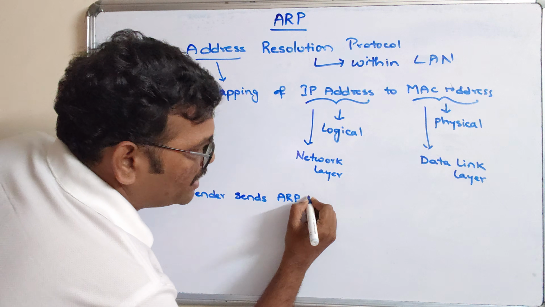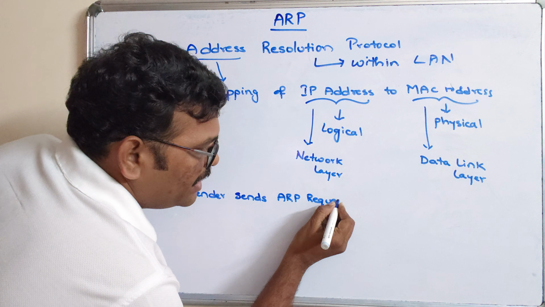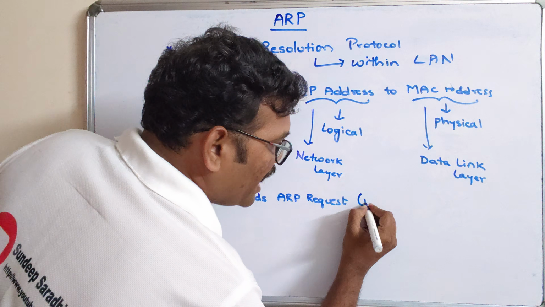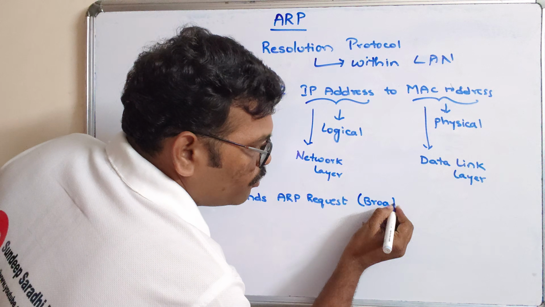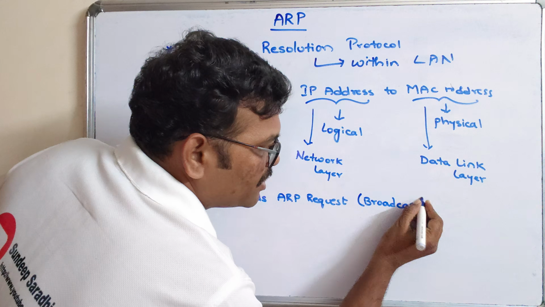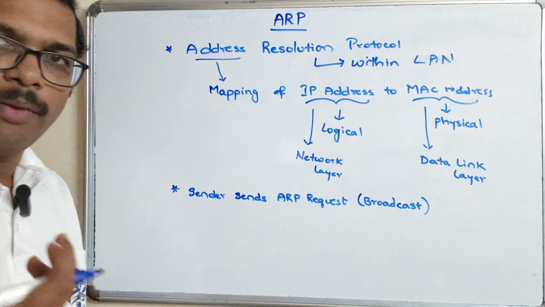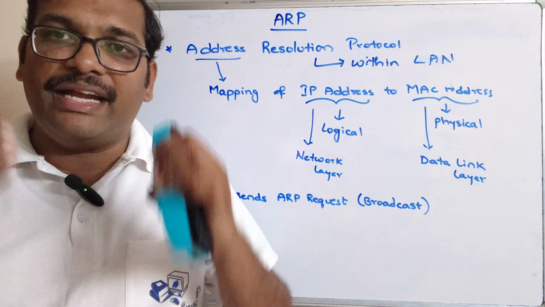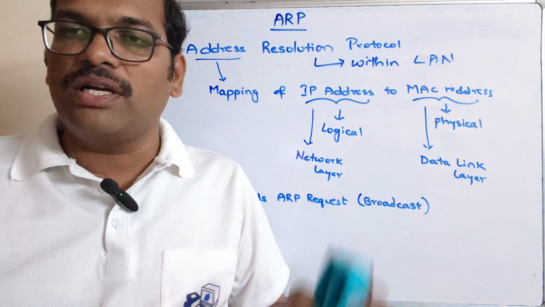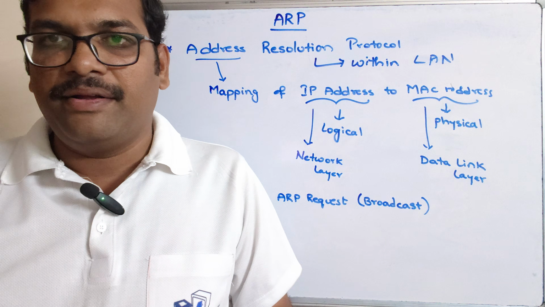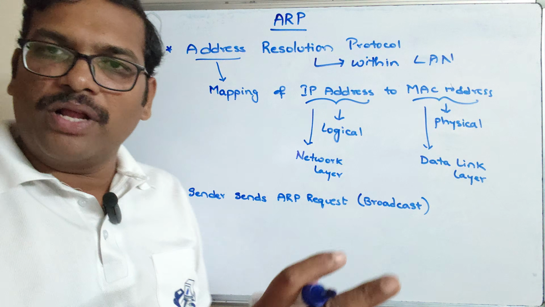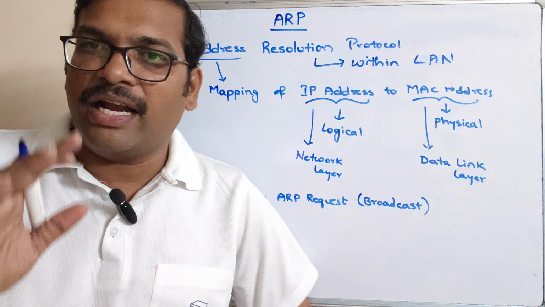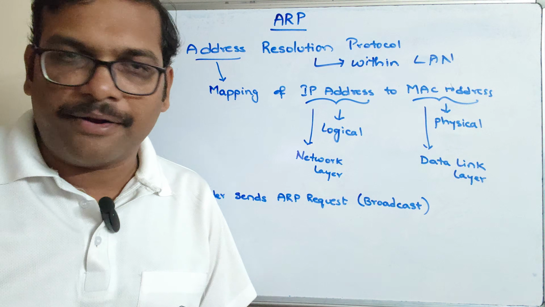Now the sender sends an ARP request. This is important. It sends the ARP request, which is a broadcast message. I think all of you know about the broadcast message. That means sending the message to every device which is connected to the LAN. Every computer that has been networked in the LAN will receive the same message.